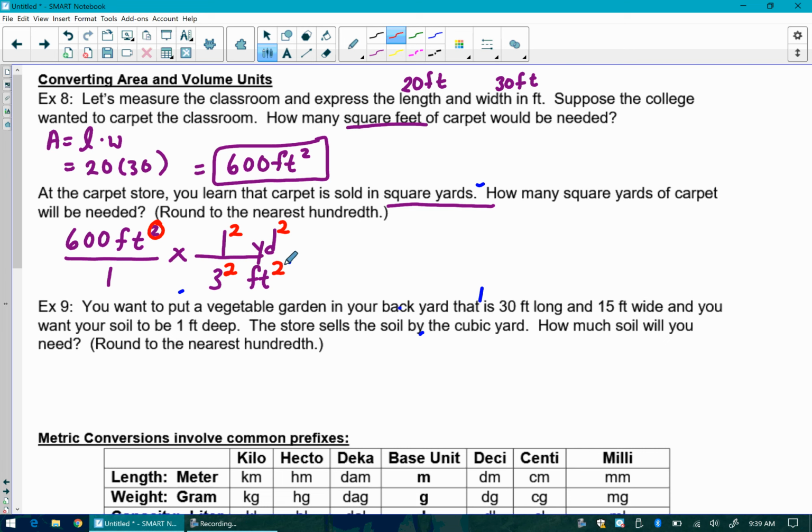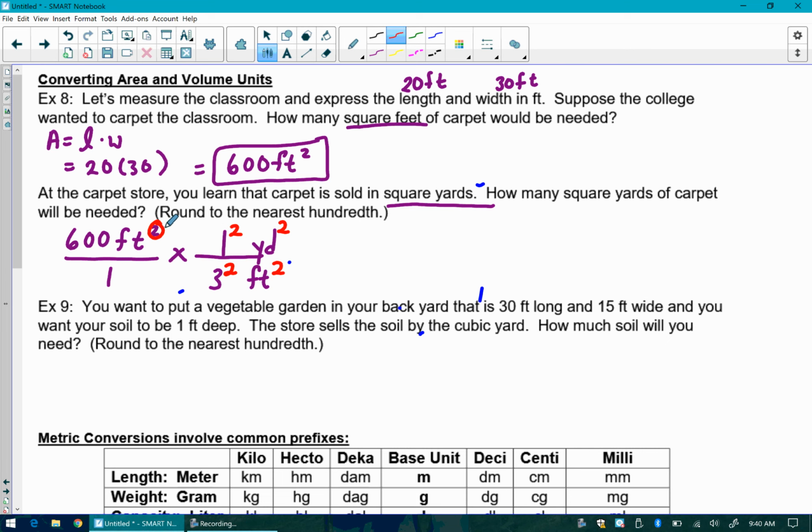So again, that's always something I think it's worth reiterating. This is square feet. We don't have a conversion factor on our sheet that tells us the conversion factor to go from square feet to square yards. So what I did is I looked at what can take me from feet to yards and just ignored it for a second. We know that there are 3 feet in 1 yard.